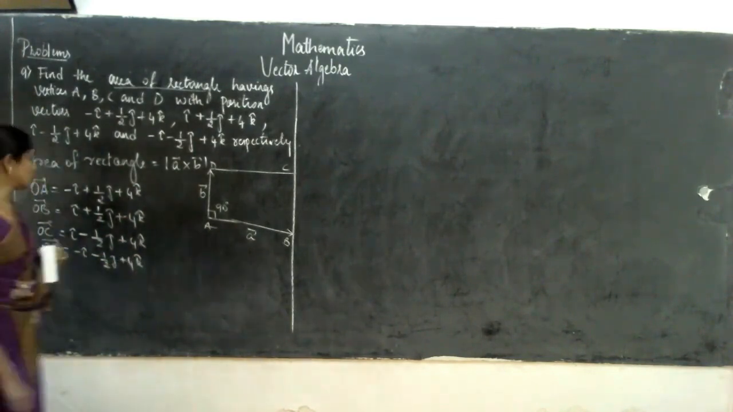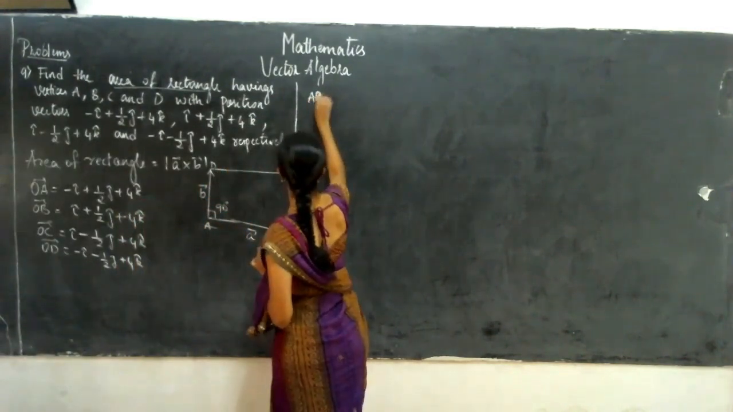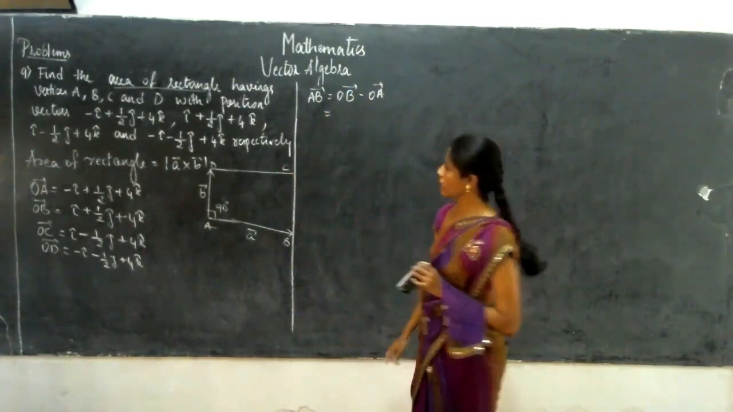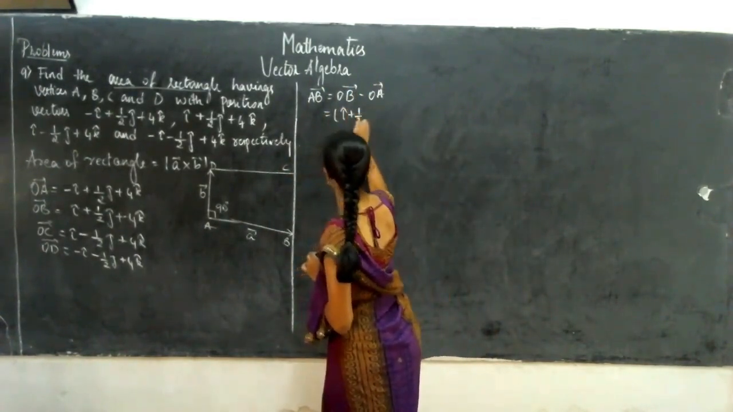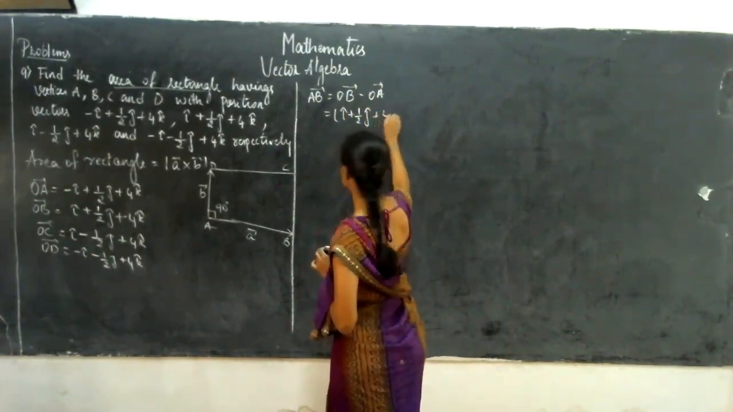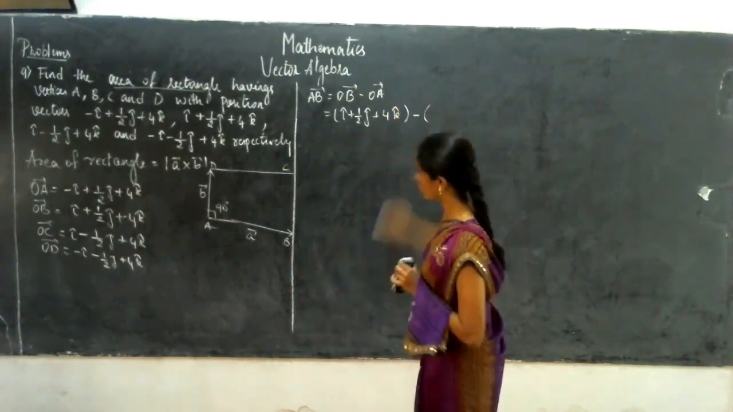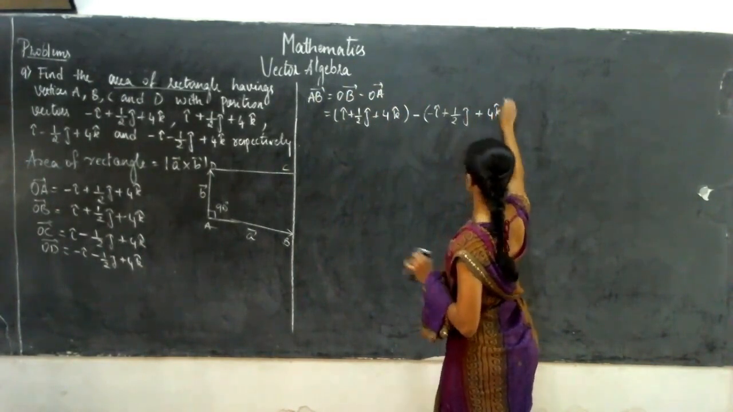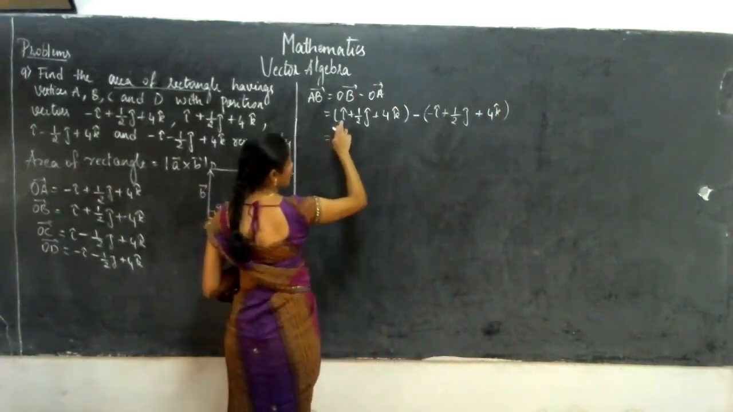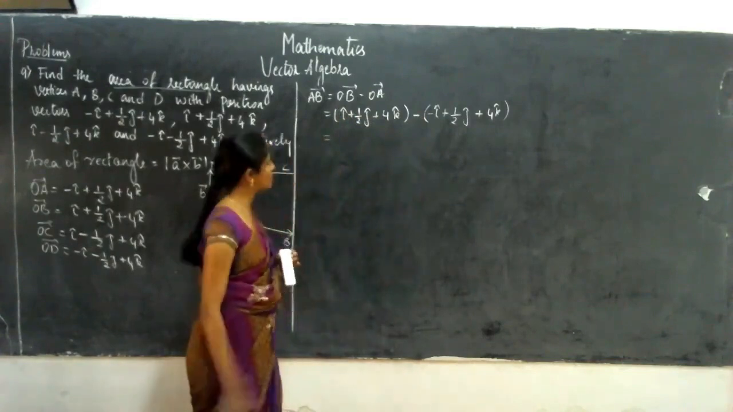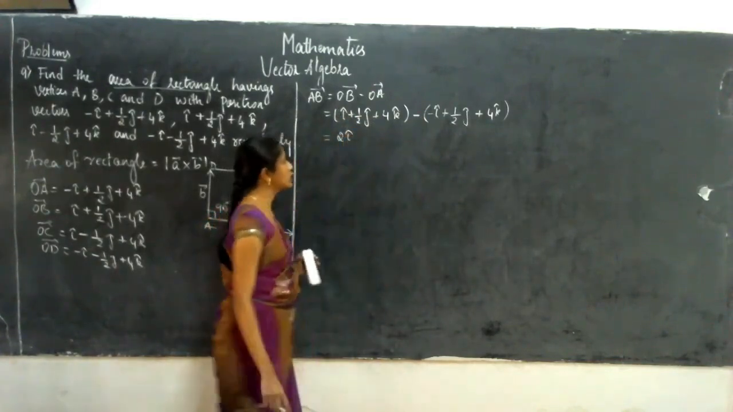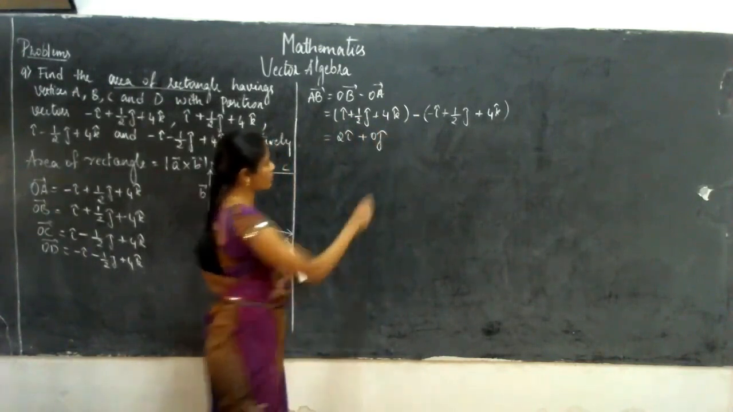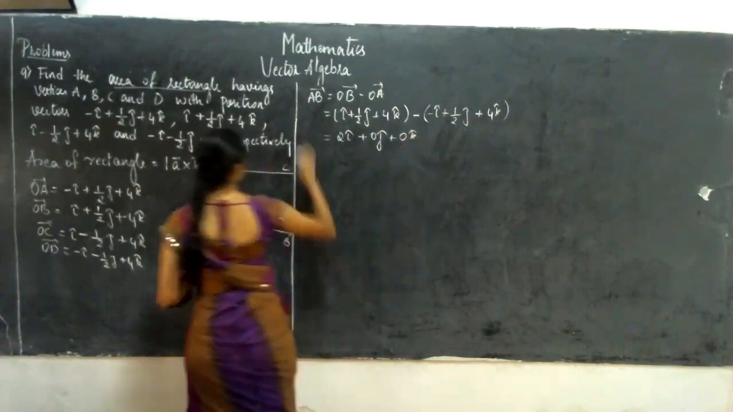Okay. So using this, let us find vector AB, which is given by vector OB minus vector OA. So vector OB is I cap plus half J cap plus 4 K cap minus vector OA, which is minus I cap plus half J cap plus 4 K cap. So this is equal to, now I cap, that is 1 I cap, here it is minus into minus plus, 1 plus 1, it is 2 I cap. Next we have half J cap minus half J cap, so 0 J cap. Next 4 K cap minus 4 K cap, so 0 K cap. So we found vector AB.